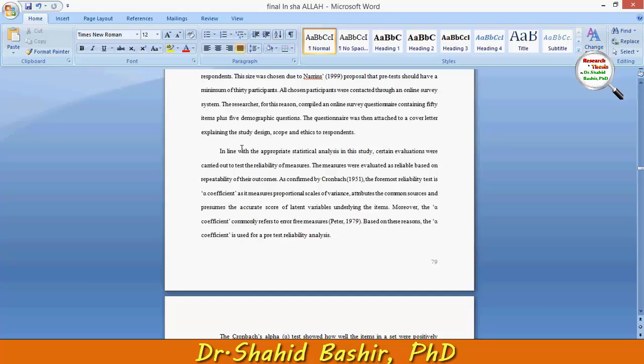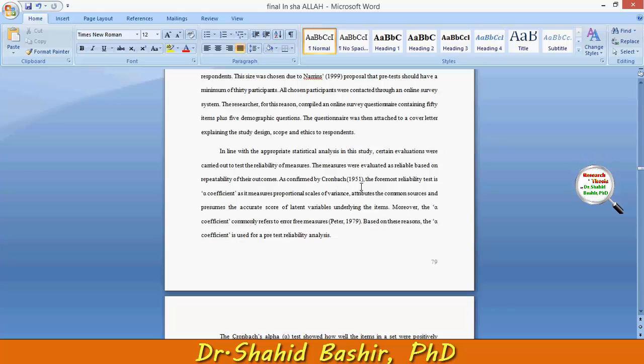Then the questionnaire was attached with a cover letter explaining the study. In line with the appropriate statistical analysis in this study, certain evaluations were carried out to test the reliability of measures. The measures were evaluated as reliable based on repeatability of their outcomes.